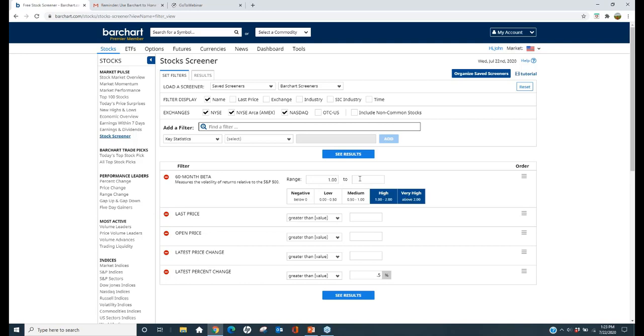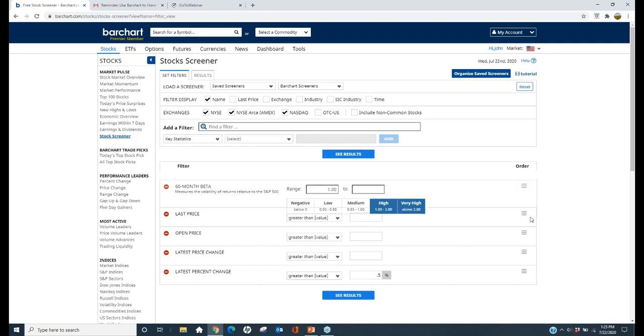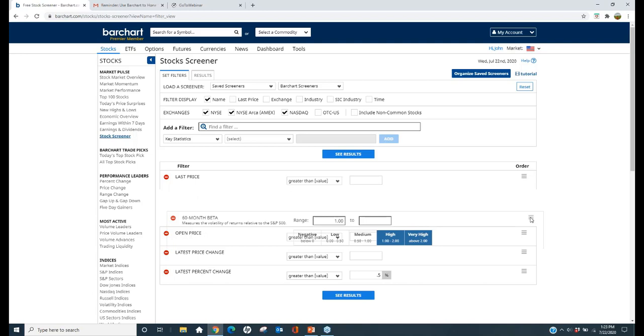But again, I could define this, and I might do this later as we go into a little bit deeper instruction. I want to look for betas that, let's say, are 1.5 or above, but I'm just going to keep it kind of general here. And so I want a beta that is greater than 1. In other words, I want to see a stock that is going to have more volatility than the overall broad market, the S&P market.